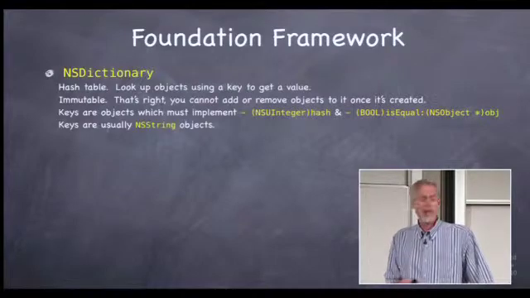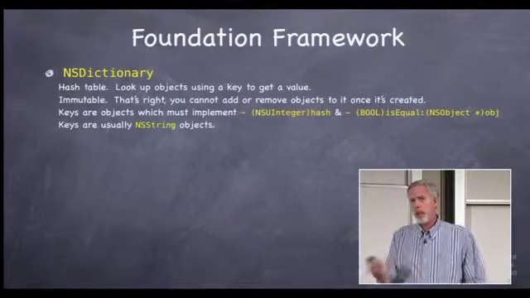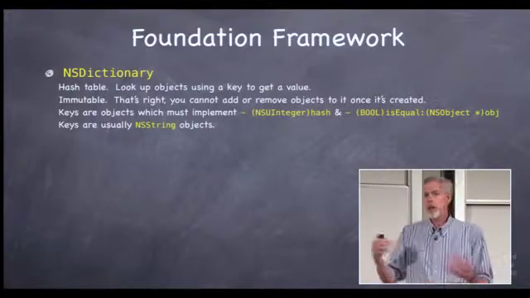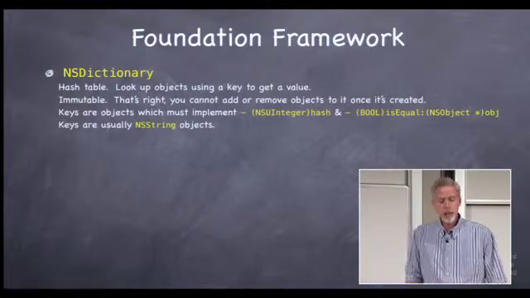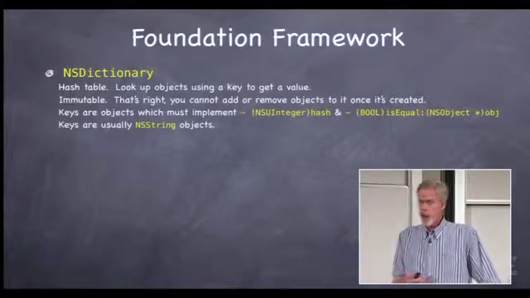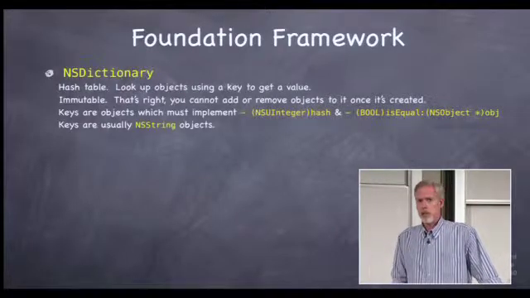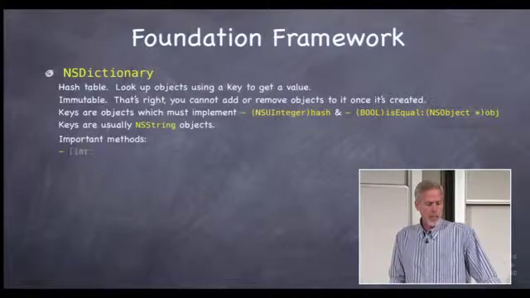It implements those. It knows how to compare itself to another string that might not be a pointer to the same instance, but it has the same characters in it, and so it's equal. And it knows how to create a unique hash based on the string. So keys are usually NSString objects, but not always. They don't have to be.